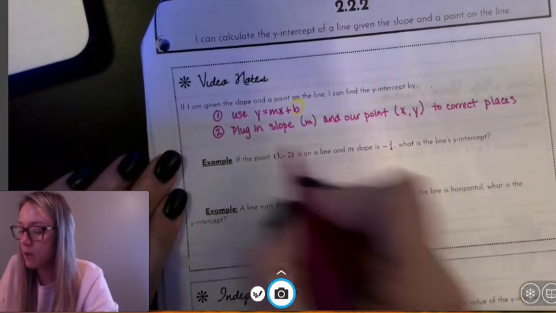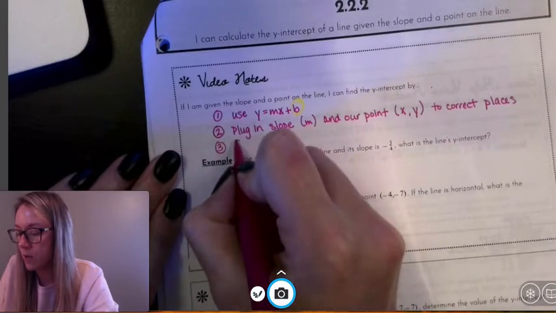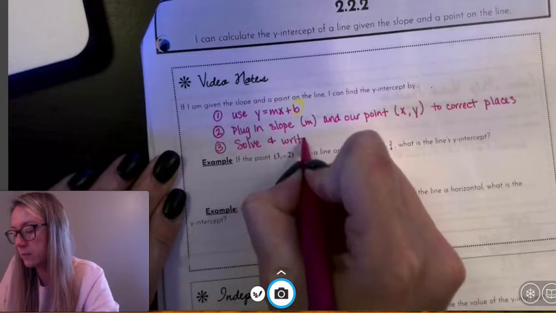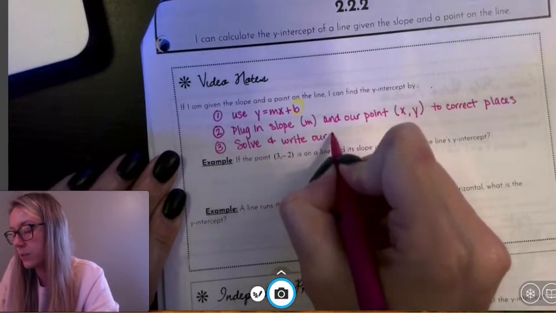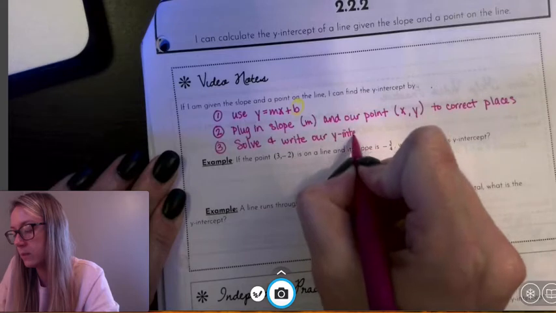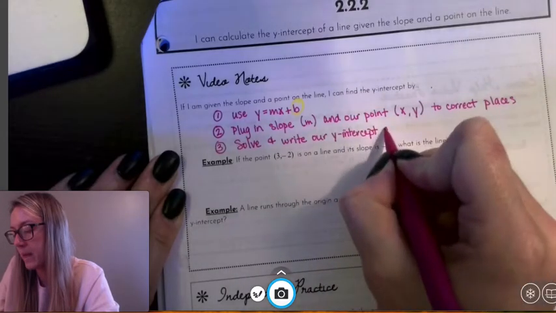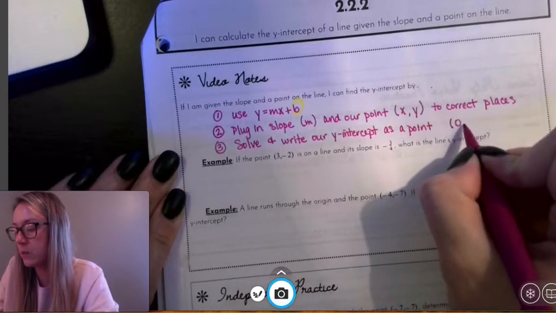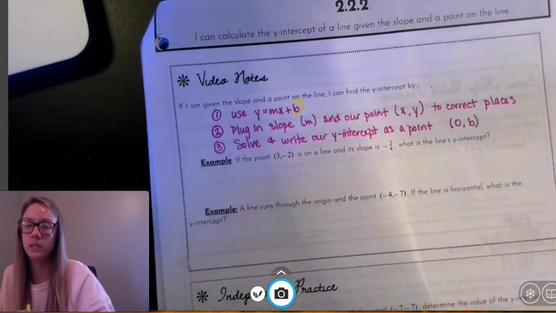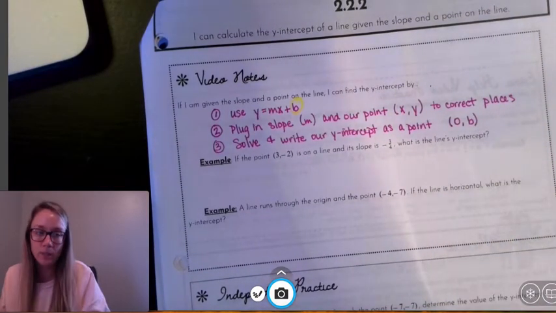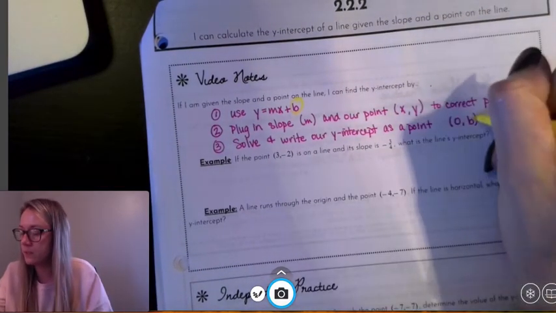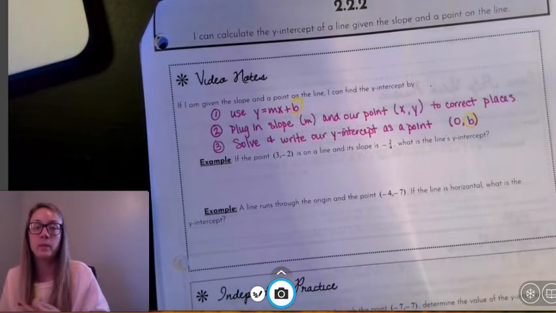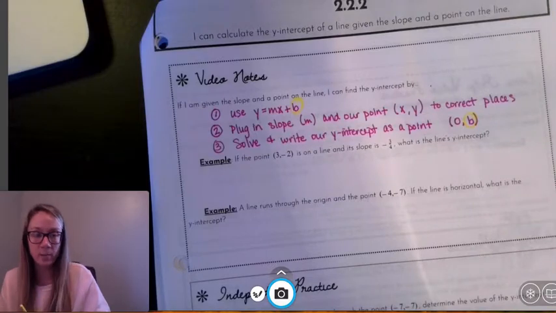Once we solve this, we're going to write our answer. So we're going to write our y-intercept as a point. And when we write it as a point, it's going to be 0 comma whatever b value we found. And so that b is going to be an actual number that we calculated. So this is the same b from up here. So we're going to use our slope-intercept form. We're going to plug in what we know. We're going to solve it and write it as a point.